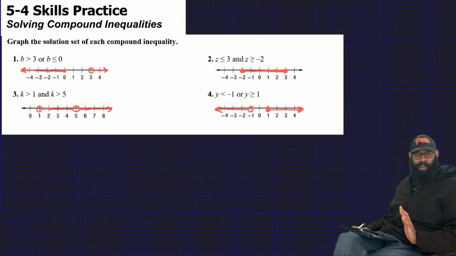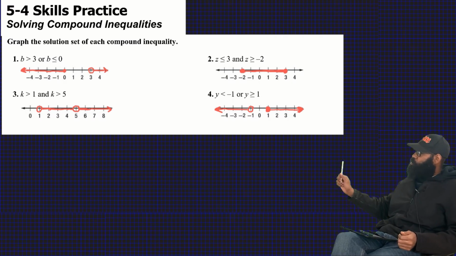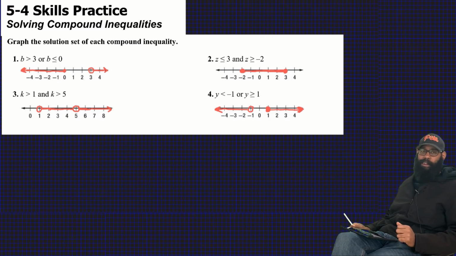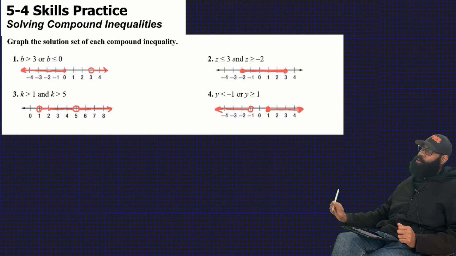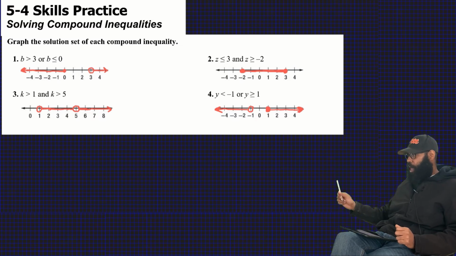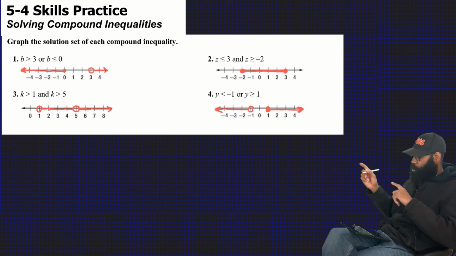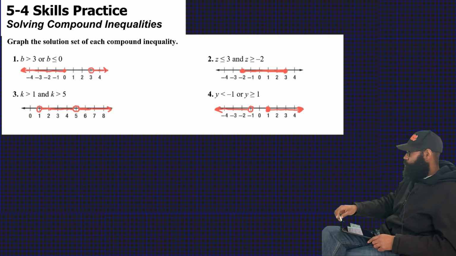Also, I know exactly what direction to shade on the number line as long as I start reading from the variable. So in other words, if you look at number 1, 2, 3, or 4, where's the variable at? On the left, not on the right. So I always say Y is less than, Z less than or equal to, B greater than, K greater than, which means that arrow tells me which direction to shade. Got it? Good. Let's keep going, guys.